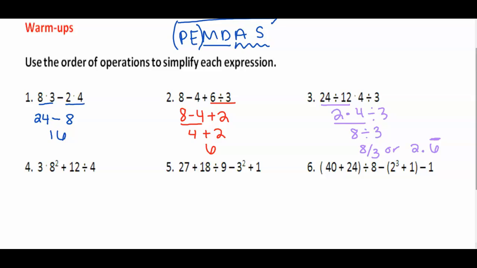In number 4, exponents come first. So we're going to take 8 squared, which is 64, and bring along the plus 12 divided by 4. Left to right, you're going to multiply 3 times 64 and divide 12 by 4. So 3 times 64 is 192. 12 divided by 4 is 3. So we get 192 plus 3.